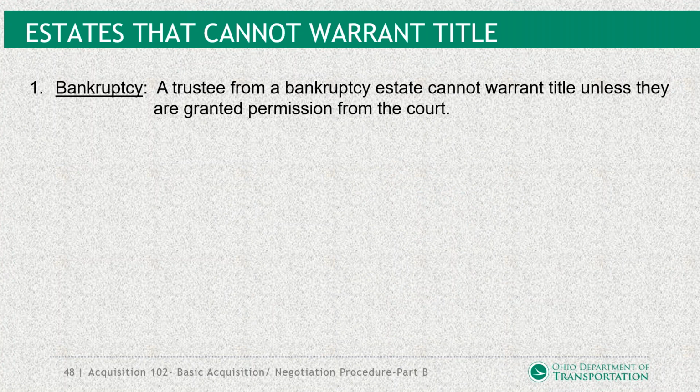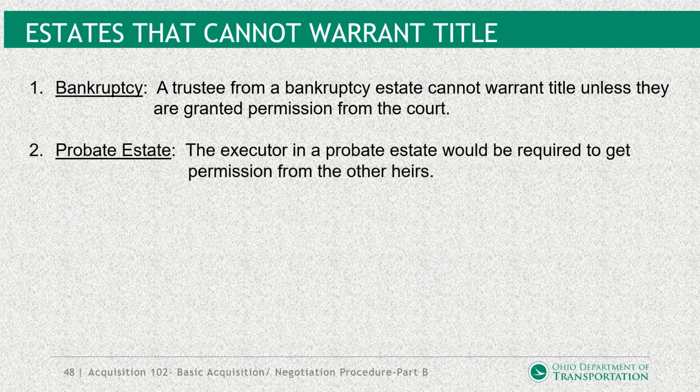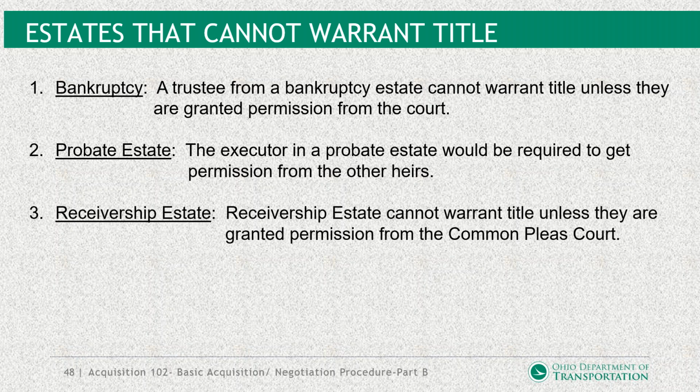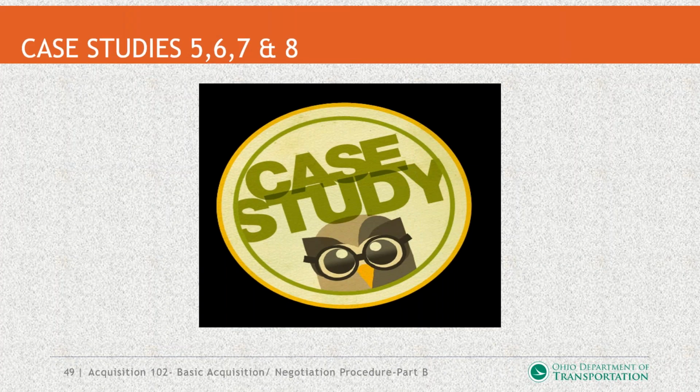Now, the types of estates that will cause this: if you have a bankruptcy, when we're dealing with trustees from a bankruptcy estate, they cannot warrant title unless permission is granted by the court. Probate estates, of course, are required to get permission from the other heirs. And then receivership. This is where receivership cannot warrant title unless it's granted by the Common Pleas Court. We just have a couple of case studies here that we're going to quickly go through, just to kind of keep you engaged.